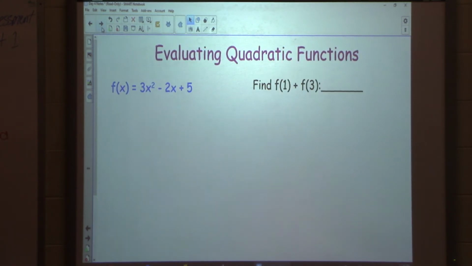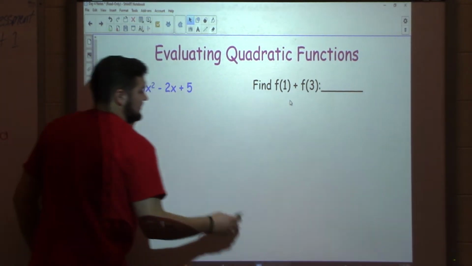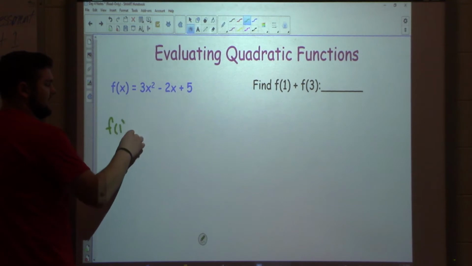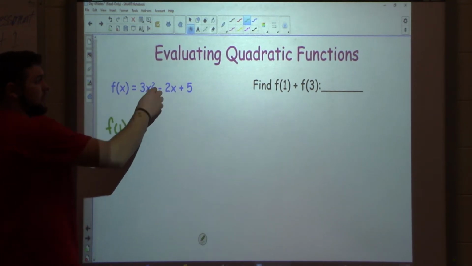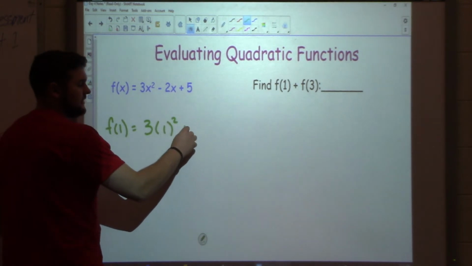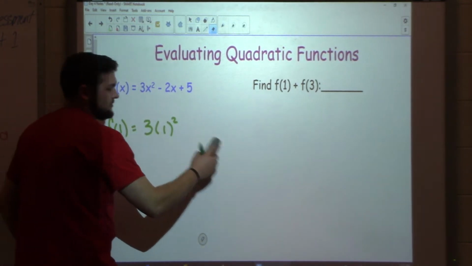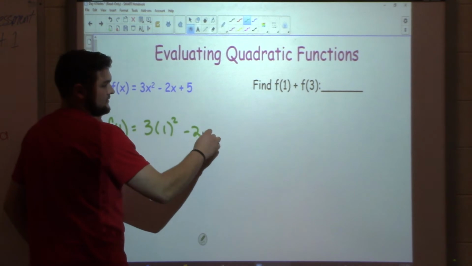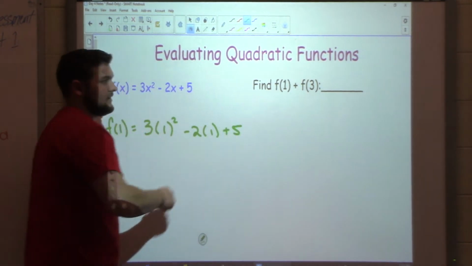If I ask you to find f of 1 plus f of 3, and you're given the function f of x equals 3x squared minus 2x plus 5, what are you going to do? You're going to find both of them. Find f of 1 first. Plug 1 in for x in all the spots. 3 times 1 squared minus 2 times 1 plus 5.